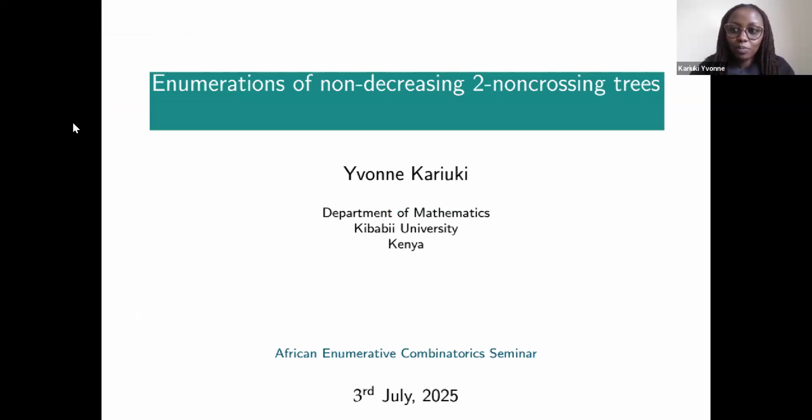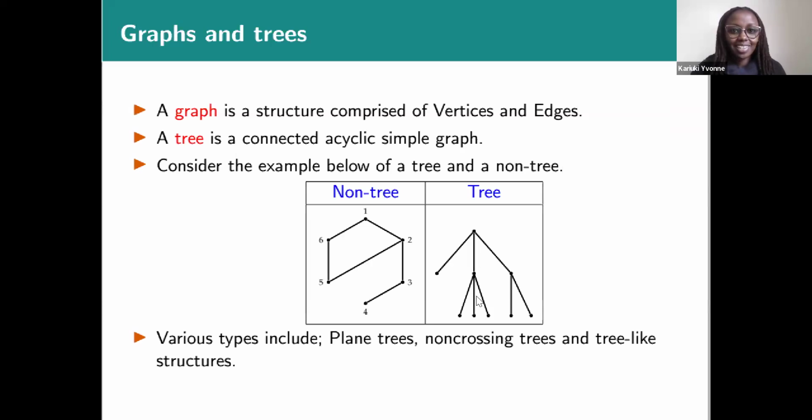Part of what I'm going to be presenting is some of the results that I've obtained as I've been working on my PhD. So I really welcome any suggestions and comments as I'm preparing for my defense soon. So thank you. Currently working as a tutorial fellow at Kibabi University, awaiting my graduation. And I'm going to be giving a talk on the enumeration of non-decreasing, or I can call them weakly increasing, two non-crossing trees. So allow me to begin this. I'll try to make it understandable to a layman's. I'm really going to try my best.